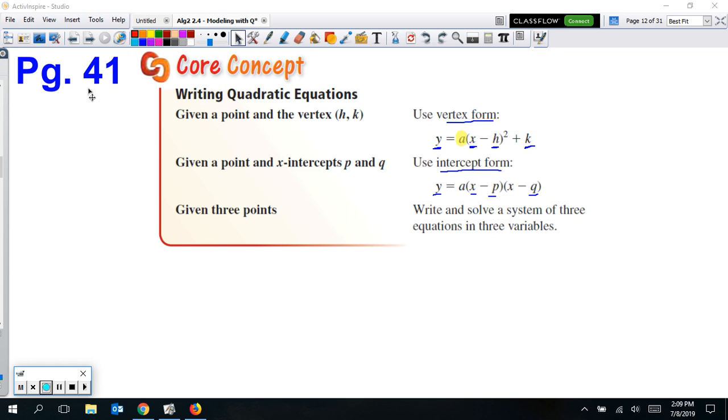So here's the forms on page 41, right above where I wanted you to write that last problem, the core concept. There's the 2 forms we're going to focus in on this one. We're not going to write anything in standard form. We're going to just write them in vertex form and intercept form. It is a whole lot easier this way.